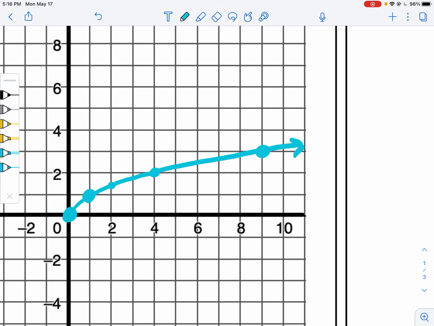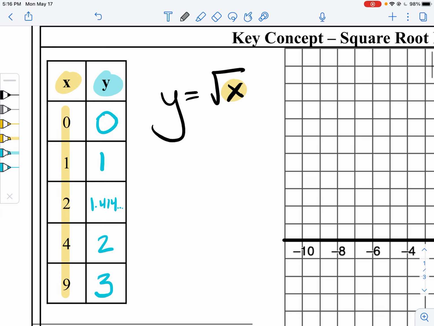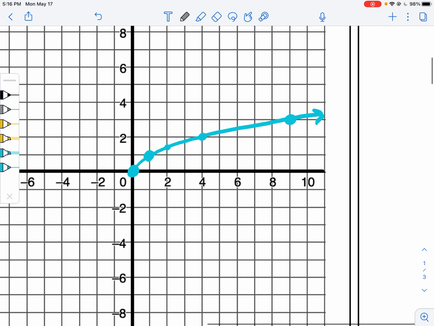Now some people say, well, technically the square root of 1 is plus or minus 1. Square root of 2 is plus or minus, plus or minus. So let me show you what happens if you did that. You'd have negative 1, negative 1.4 over 2, over 4, negative 2, over 9, negative 3.